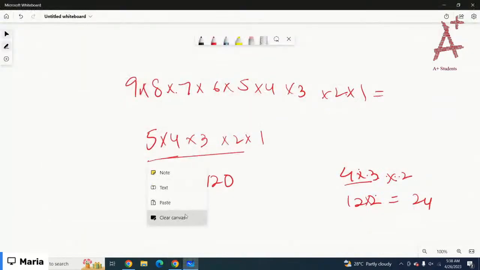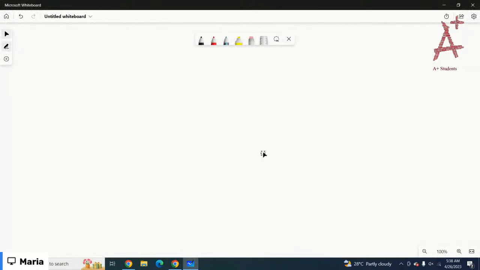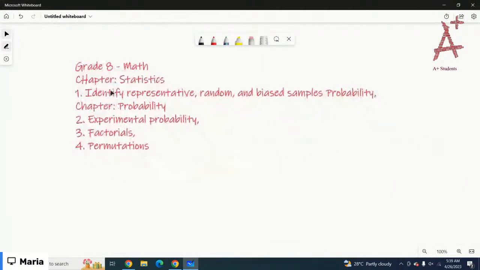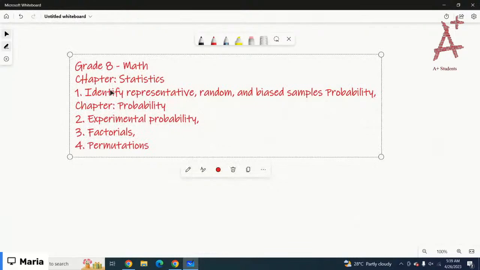Okay, you can complete the test by yourself later today. So we're working on grade 8 maths. We have started with the chapter statistics. We have covered one lesson from the chapter, that is identify representative, random, and biased samples. Then we started the chapter probability, and the lessons we have covered are experimental probability, factorials, and permutations. So please make sure that before the next session you complete all the test questions for the lessons we did today.